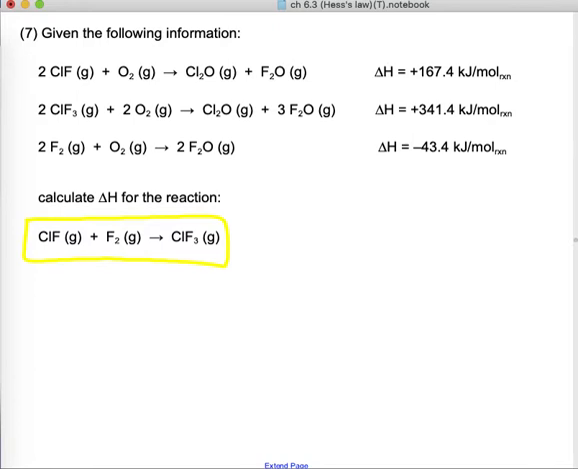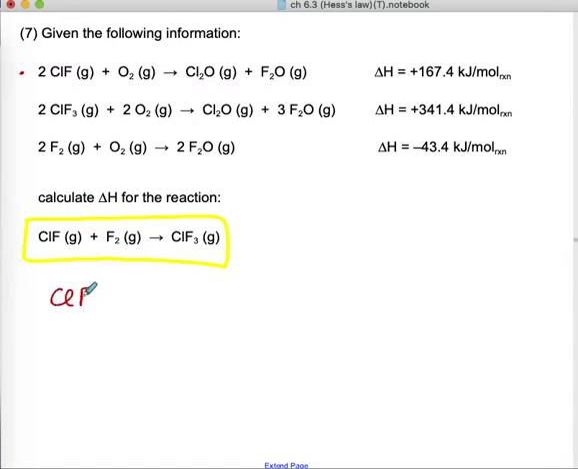Well, the process I follow is I simply look at the goal equation that I've put inside a yellow box and ask myself, what do I have to do to each of the reactions above to get the reactants and products on the correct side? So for example, I want 1 mole of chlorine monofluoride on the reactant side. That only appears in the first equation, so I'm going to have to use that first equation, but it's got a coefficient of 2, so I'm going to have to multiply all the coefficients by 1/2.